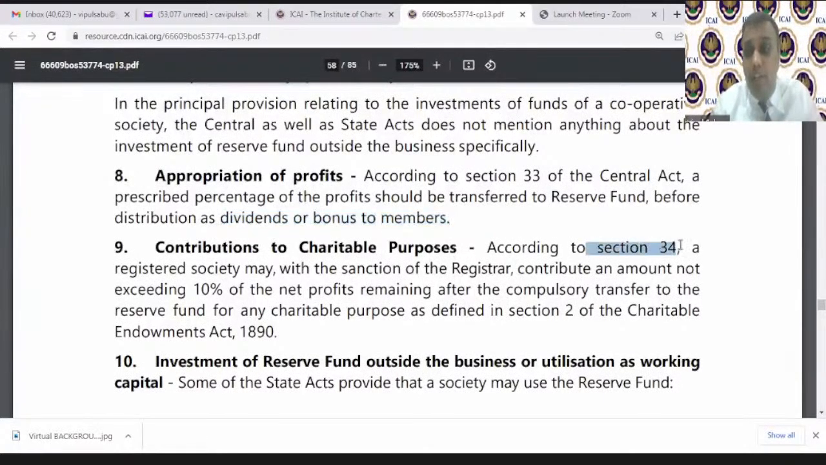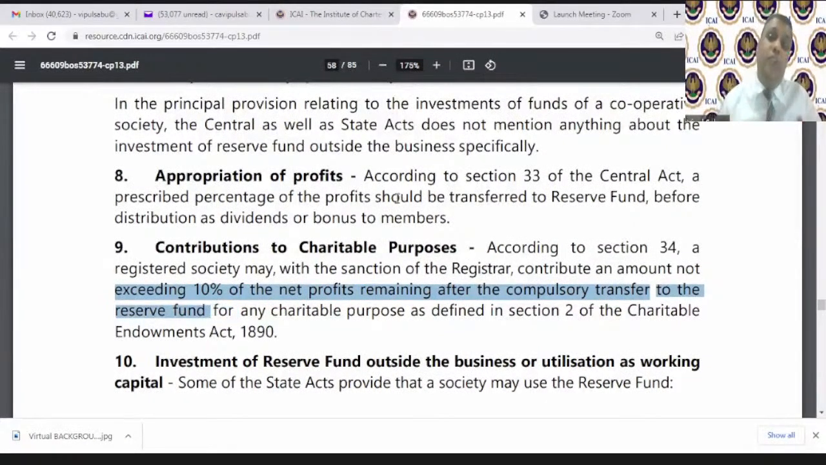Section 34 says a registered society, with the sanction of the registrar, so with the permission of the registrar, can contribute an amount not exceeding 10% of the net profits remaining after compulsory transfer to the reserve fund. So after transferring the amount to the reserve fund and before distributing any dividend or bonus to the members, whatever amount is left, if you want to do charity, you can donate that amount for charitable purpose, restricted up to 10% of those profits.